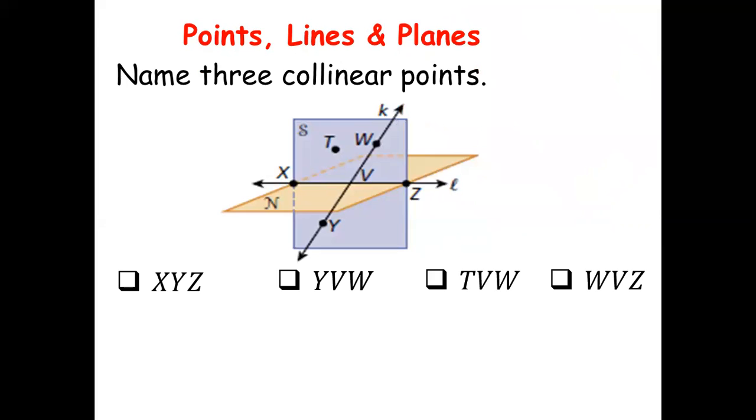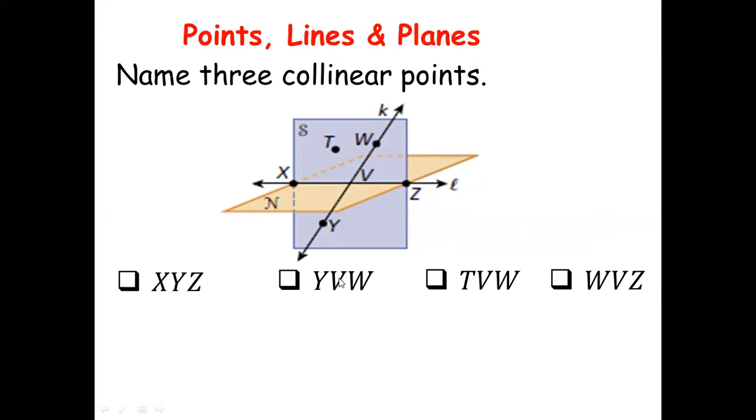Right. So here, name 3 collinear points. Now collinear, I just explained. See, the word itself has the word line, which means the 3 points in a line. So let's see these options one by one. Is it going to be XYZ? Are these 3 points in one line? Of course not. They are in the shape of a V, so they're not. This option is not correct.